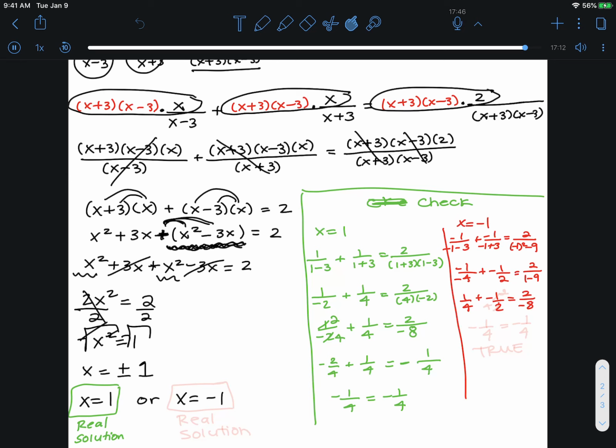So I'm going to go ahead and multiply this by 2 to give me 4. What I do to the bottom, I do to the top. So 1 plus a negative 2 is going to be a negative 1/4. And then 2 divided by negative 8 is going to be a negative 1/4, which therefore means they equal each other. So this is also true. So that means that x equals negative 1 is also going to be a real solution.